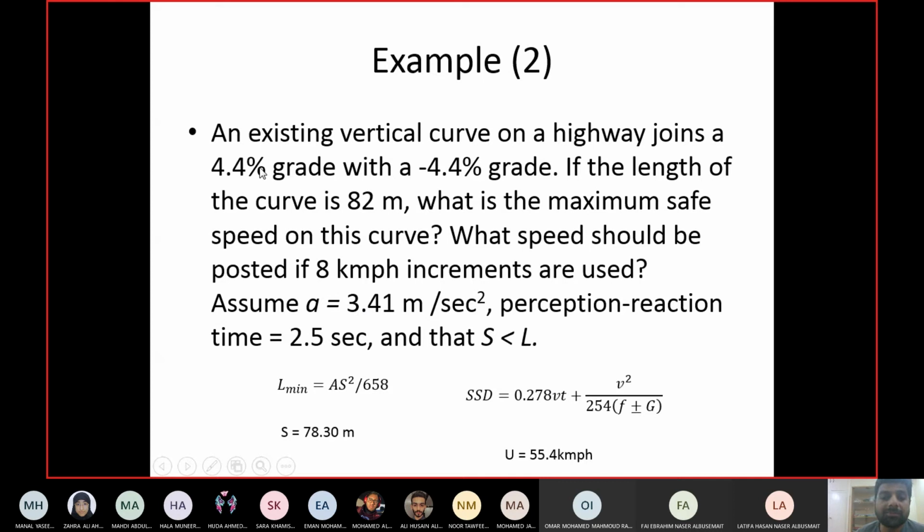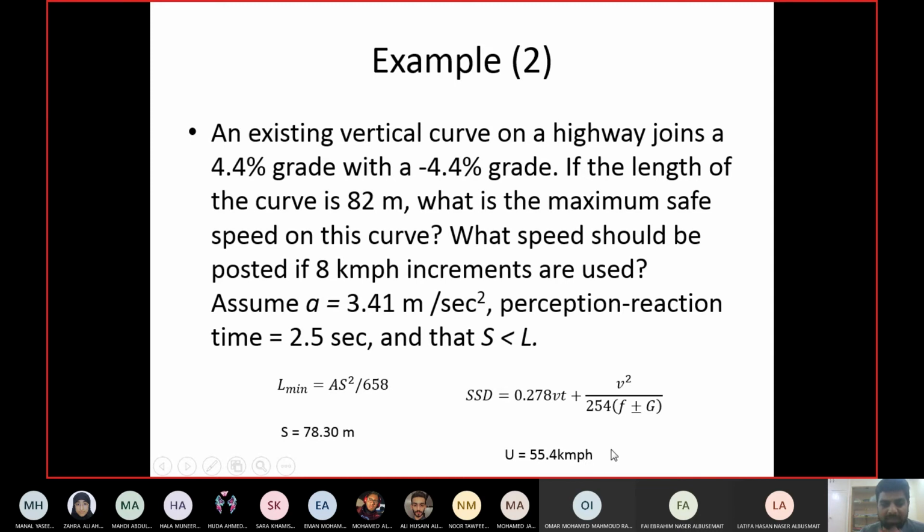G, in this case, it is very easy. They don't trust you, so they give you a simpler example. So minus 4.4 and 4.4. Simply, you will take minus 4.4. So G will be minus 0.044. You put these values, you get V equals 55.4 kilometers per hour.